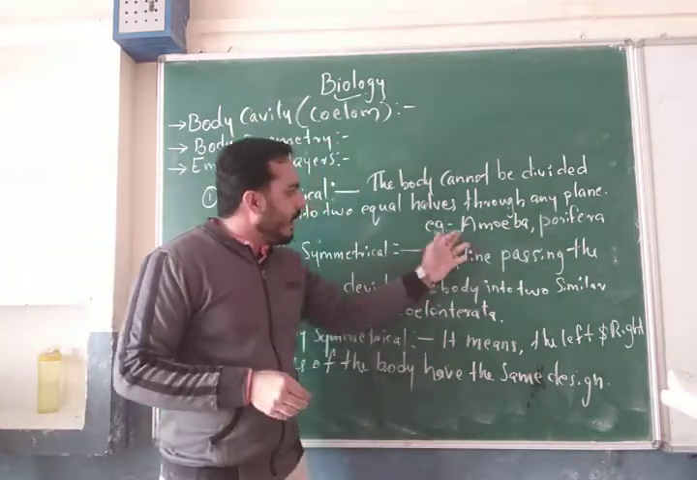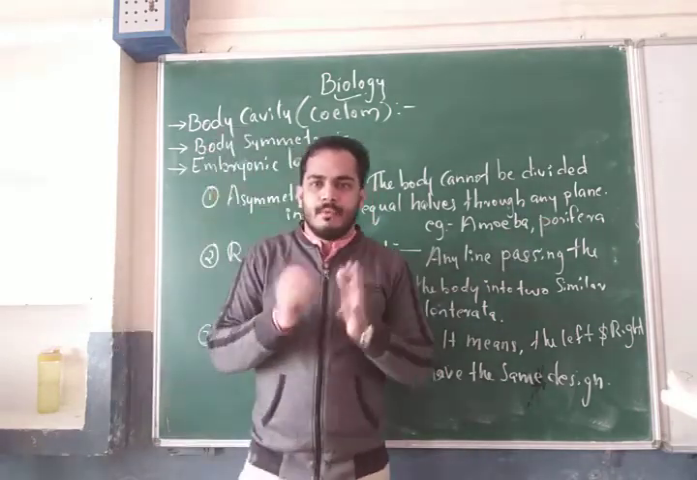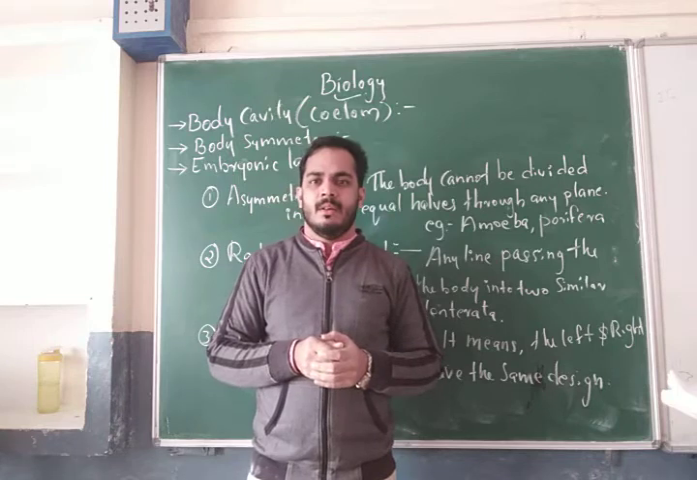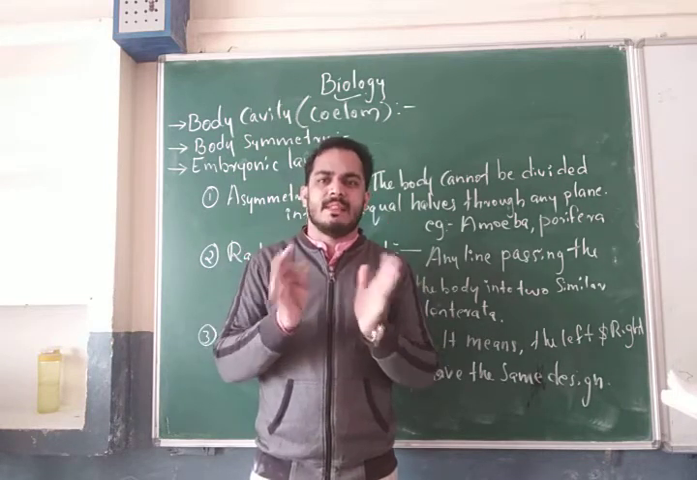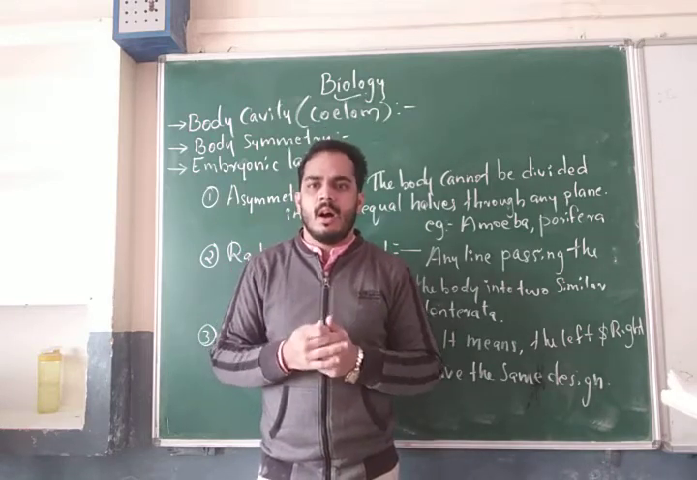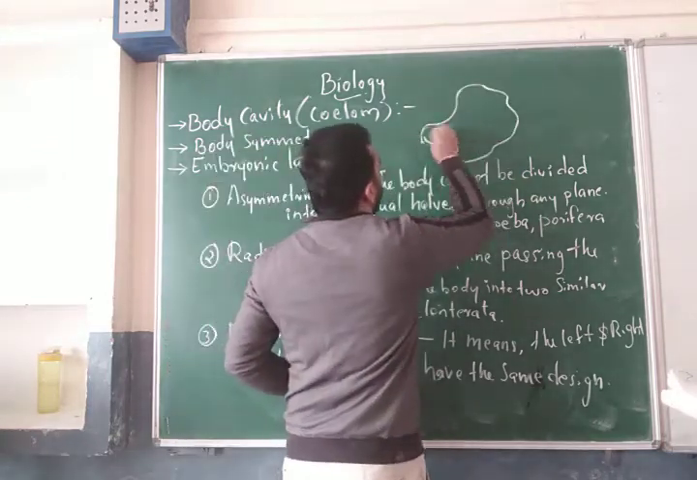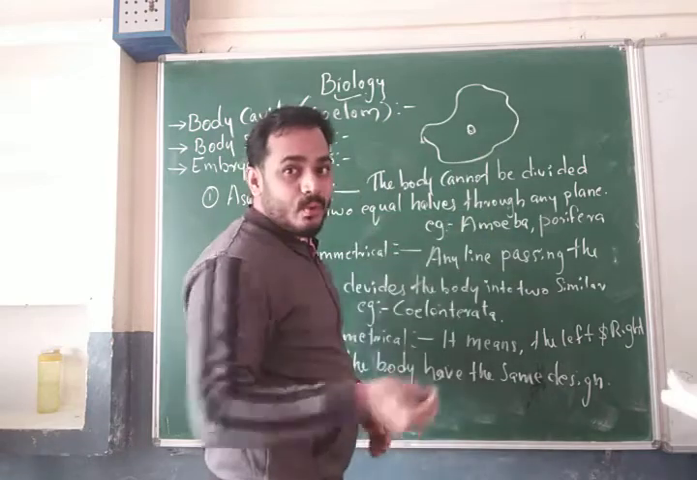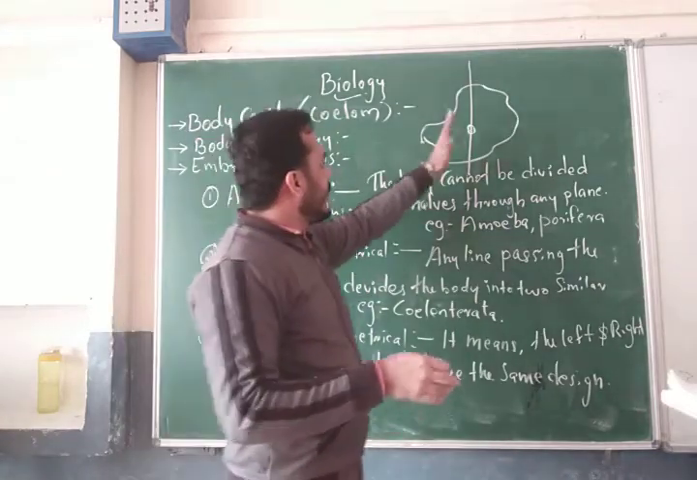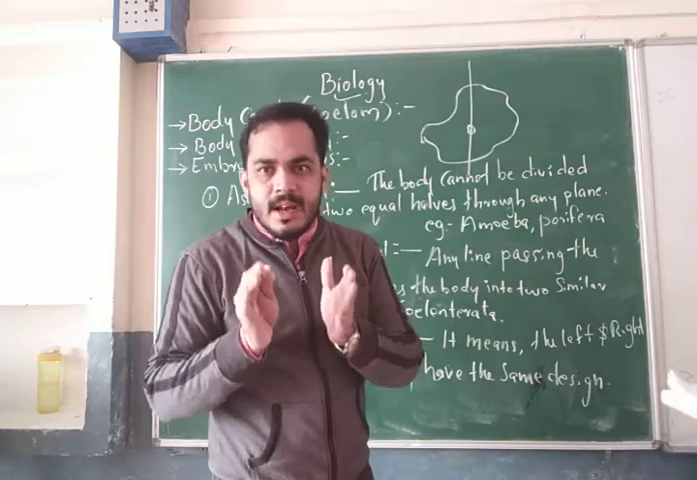Amoeba and some poriferans are examples of asymmetrical. I hope all of you know the shape of amoeba. It is not a regular shape, not a fixed shape. So we do not get equal halves. Imagine it is an amoeba. While we cut through the center axis, what happens? The right hand side and left side are both different.